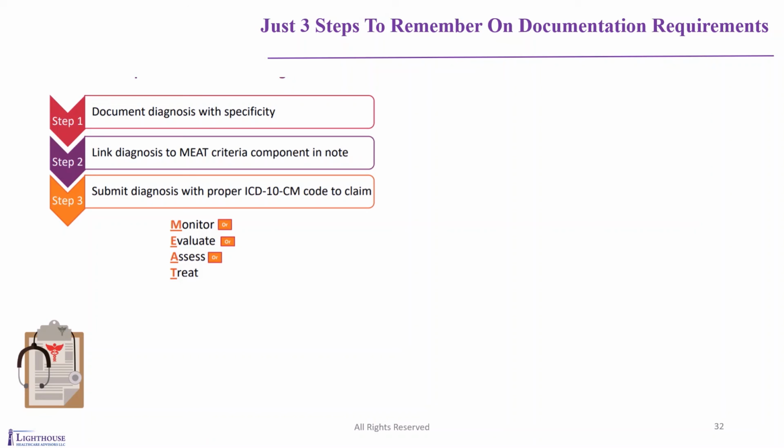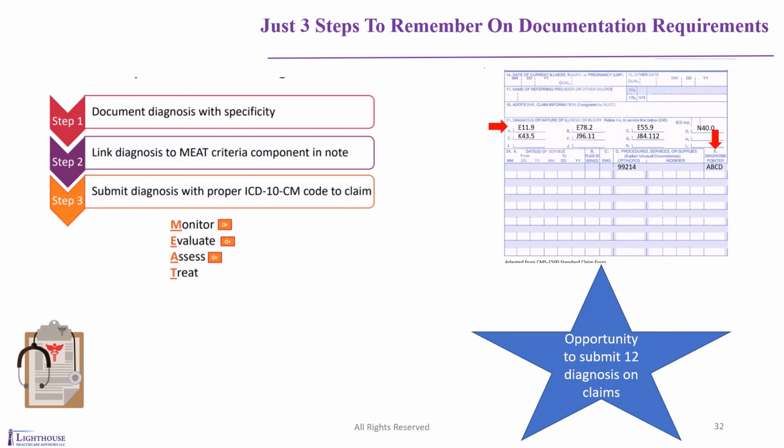Always follow MEET criteria. MEET stands for monitor, evaluate, assess, and treat. To describe it in simpler terms, report and document management of care for all the diseases for the respective date of service. Finally, and the most important step, is to submit all the documented conditions on the claims. The claim has 12 opportunities to submit the diagnosis code, which is from 21A through 21L of the claim form. Please include all the chronic conditions that the patient has and reviewed during the visit, along with the reason for the visit diagnosis code.